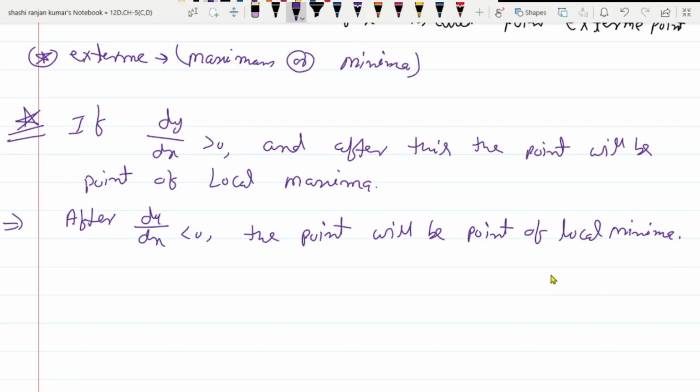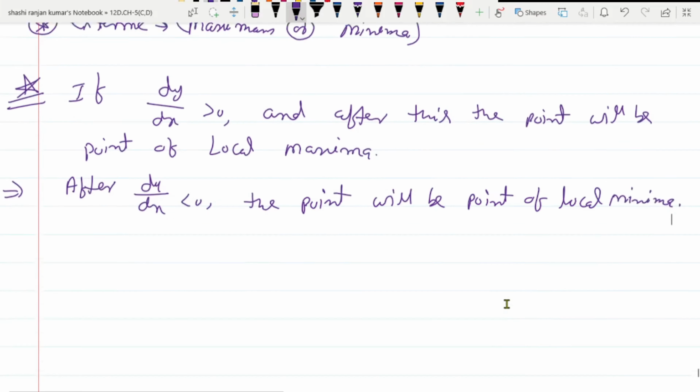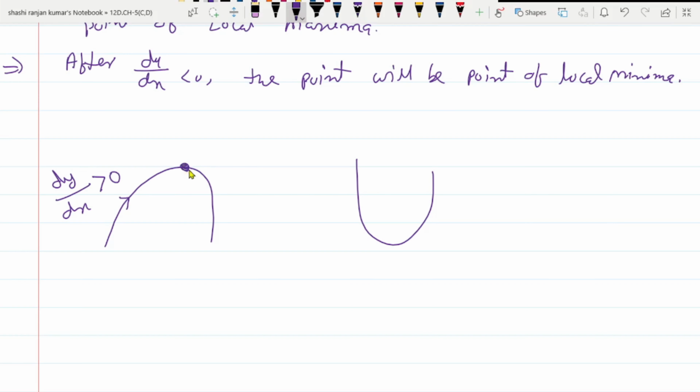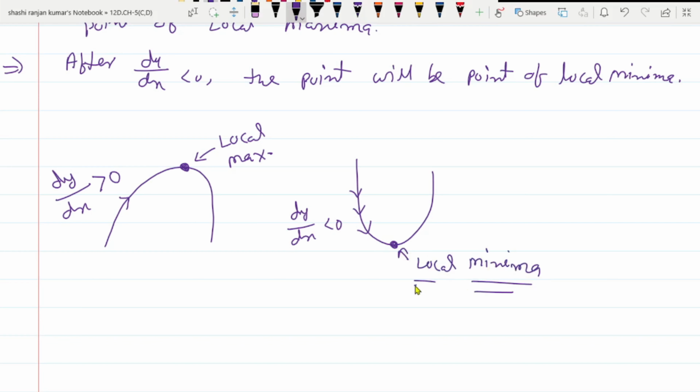So what I am saying here, before that these things you can see. If I am plotting the graph like this, let us suppose in this way or in this way, on this side dy by dx is greater than 0. So after dy by dx is greater than 0, we are getting a point. So this is the point of what? Local maxima. And on this side, dy by dx is less than 0, that is negative, means the graph is decreasing. So after decreasing, the point you will get is the point of local minima. So this way we can find the local maxima and local minima.